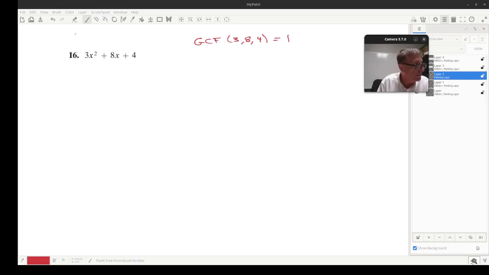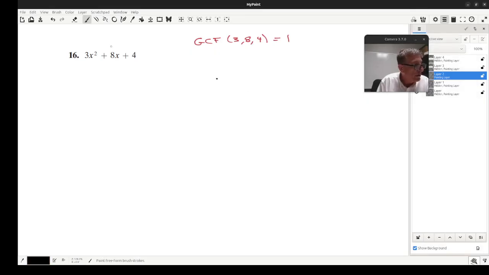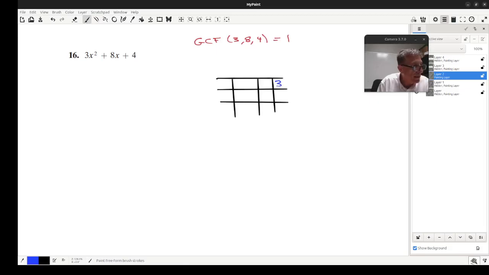So here we go. I create my little tic-tac-toe board. I don't care what you call it. You just have to have a place to write 3 different things. I can go ahead and do that if I want. Give me some room there. And again, this is going to be 3x squared. Now notice the leading coefficient is prime. 3 is a prime number, so that's going to be helpful.